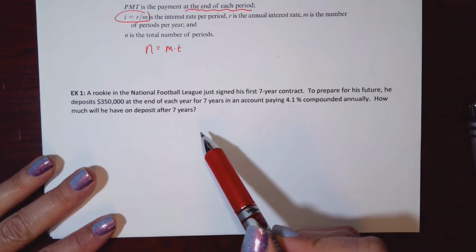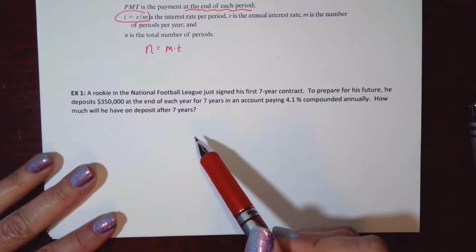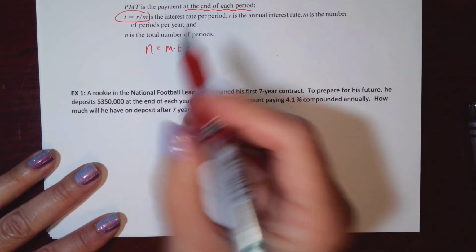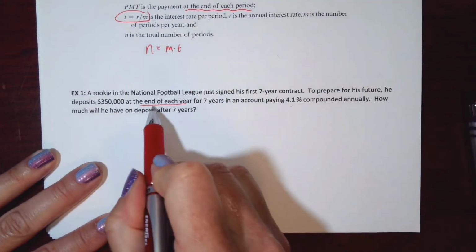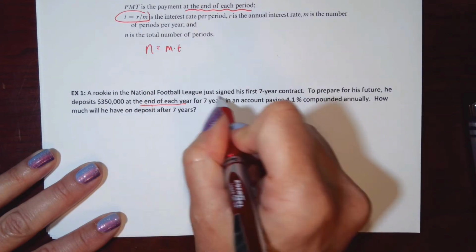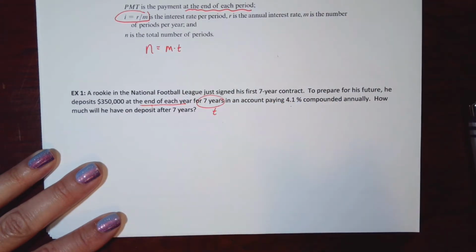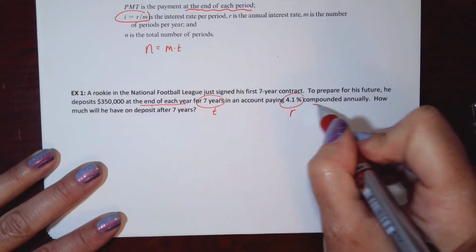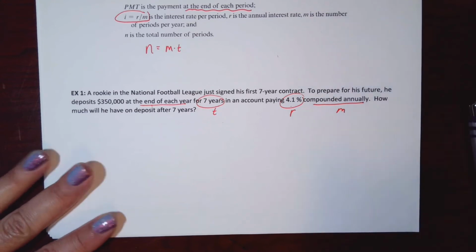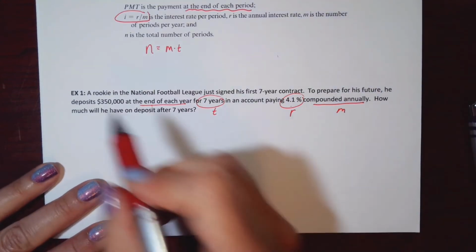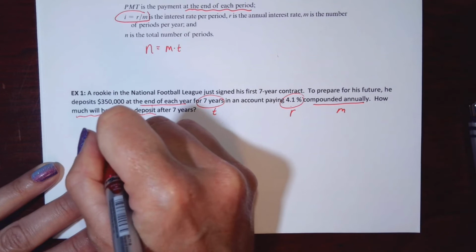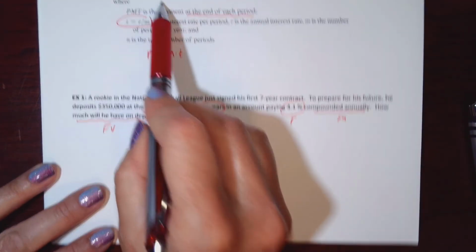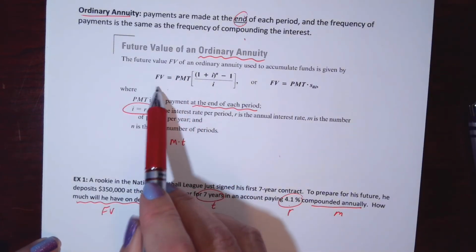So this is not just a standard investment, because he is making yearly payments at the end of each year. So end of each year lets us know it's an ordinary annuity. 7 years, that's T. 4.1%, that's R. Compounded annually, that's M. How much will he have after 7 years? So we're looking for our future value. We're going to be using our ordinary annuity future value formula.